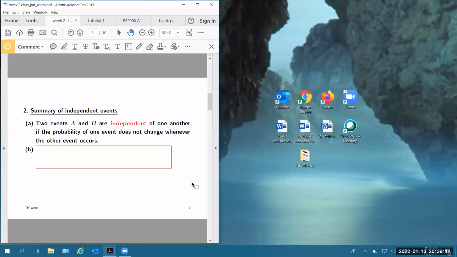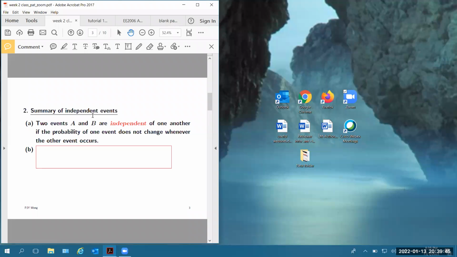So now let's go to another concept. It is the concept of independent events. Now, independent is actually a very simple word. It's just an English word, right? Everyone understands the meaning of independent. The meaning is just like the English word independent.